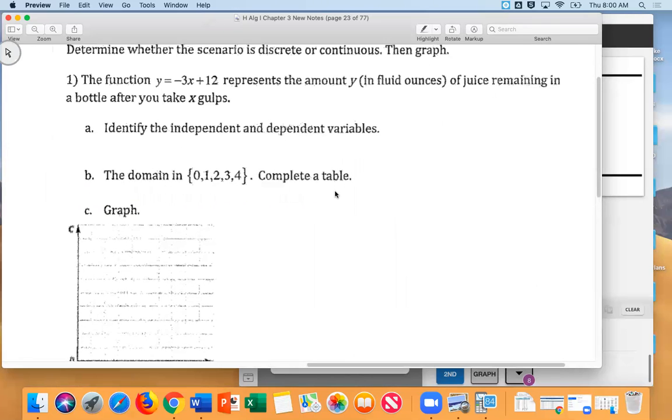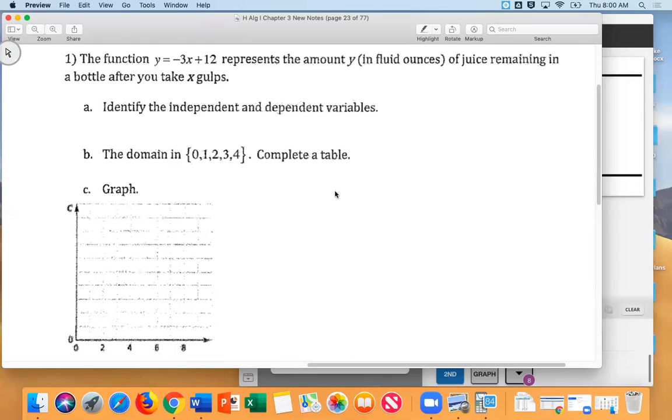So here's how we kind of do this. Now, it says the function y equals -3x plus 12 represents the amount of fluid ounces of juice remaining in a bottle after you take a sip. And it says identify the independent and dependent variables. And then it says I need to graph it.